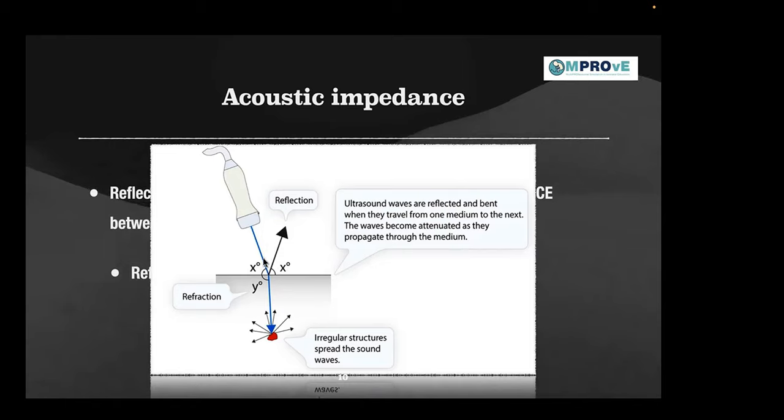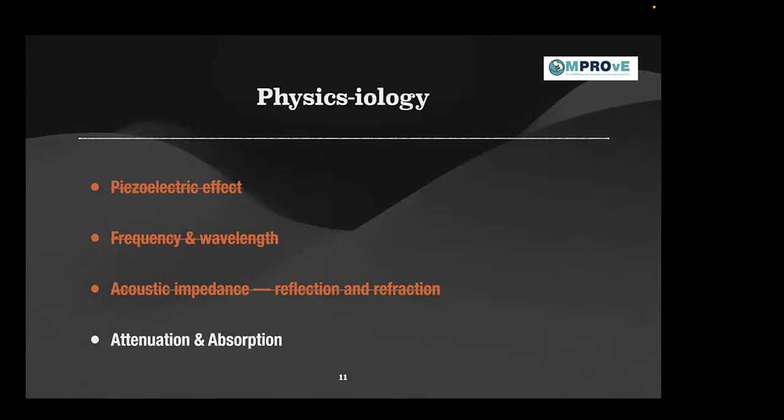Say it passes through the liver or something, which is again a low impedance structure or organ. So say 100 ultrasonic waves are coming in, 50% get reflected and 50% get refracted. Refracted as in it can pass through the structure. And of course, there will be some reflection from there as well. Hence, you will get more of a darker image. And this concept is important because from here we talk about echogenicity: anechoic, isoechoic, hyperechoic sort of structures. So we'll come to that again.